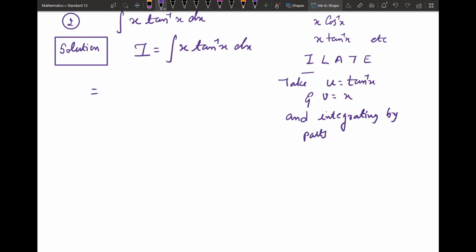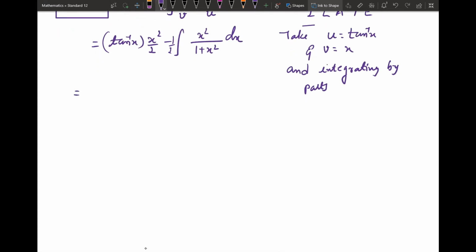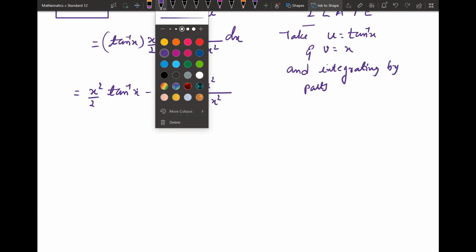So this is u, this one is v. u, integration of v, integration of x is x square by 2, minus u dash, derivative of tan inverse x, 1 upon 1 plus x square, integration of v, x square by 2 dx. Now we know how to integrate this thing. This is x square by 2 tan inverse x minus 1 half x square upon 1 plus x square, and we know how to integrate.